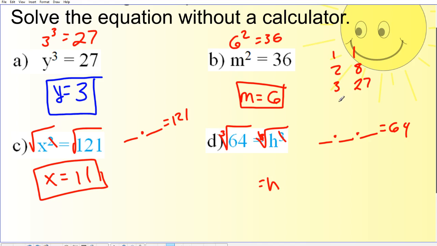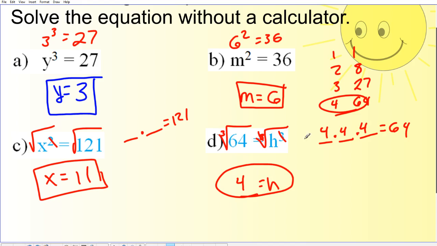4 times 4 times 4. See, 4 times 4 is 16. 16 times 4 is 64. You found it. 4 times 4 times 4 is 64. So the cube root of 64 is 4. Make a table. That is a valid problem-solving strategy.